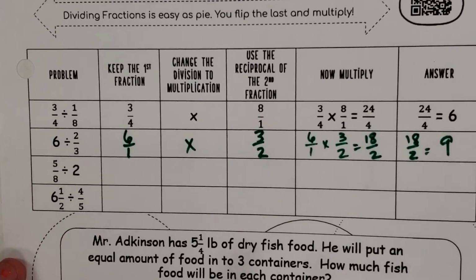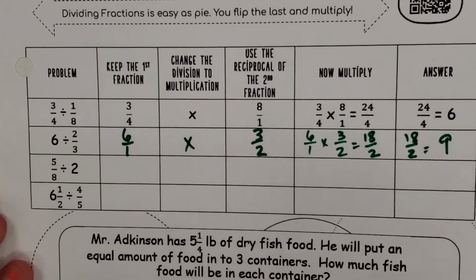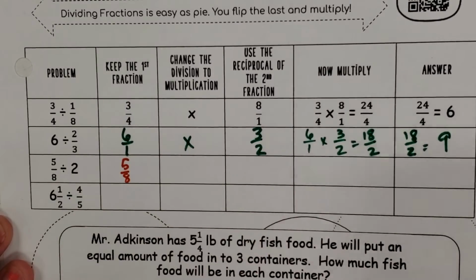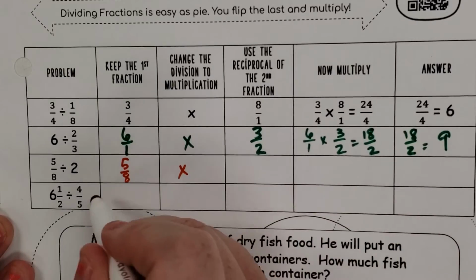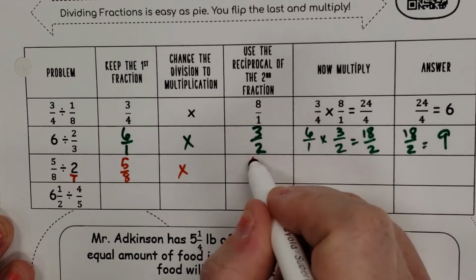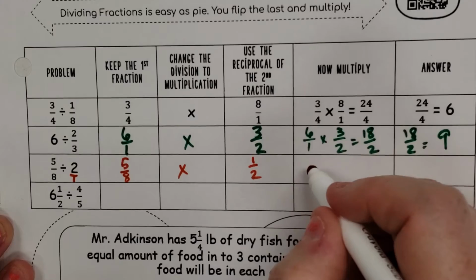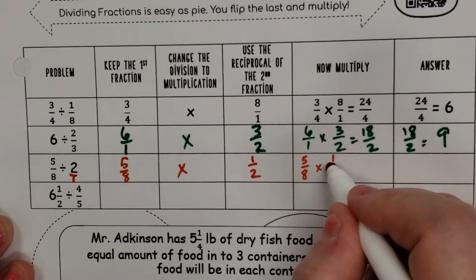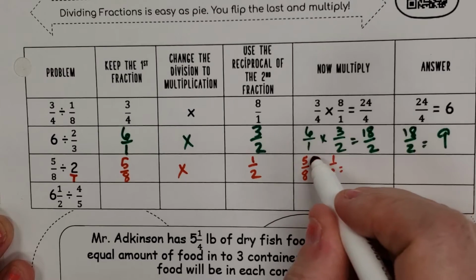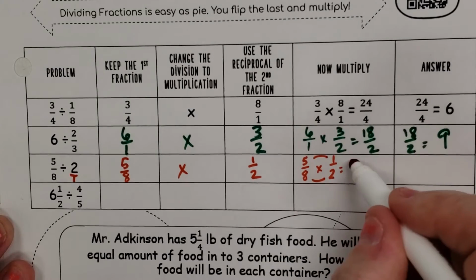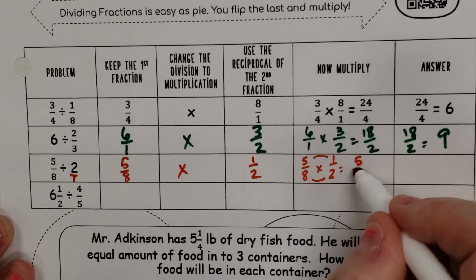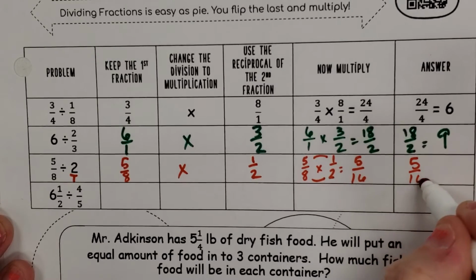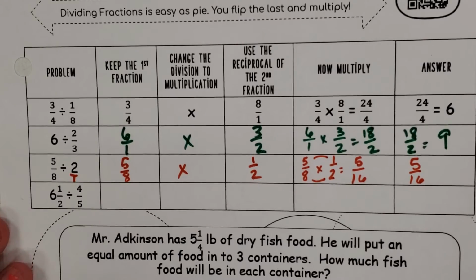All right, the next one here, 5/8 divided by 2. So keep the first one, change it to multiplication, flip the last one. If this is 2/1, it's going to become 1/2. So 5/8 times 1/2. Top times top, bottom times bottom. 5 times 1 is 5. 8 times 2 is 16. So 5/16 is your answer because that is already in simplest form.